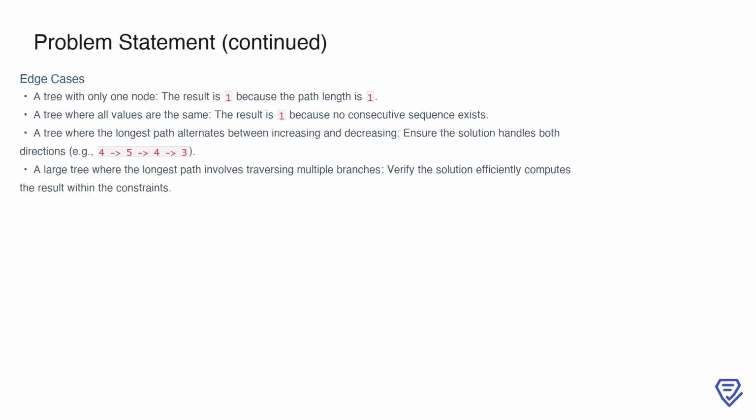Now, let's consider some edge cases. If the tree contains only a single node, the result is simply 1, as the path length is 1. Similarly, if all nodes in the tree have the same value, no consecutive sequence exists, so the result is also 1. Another important scenario is when the longest path alternates between increasing and decreasing values, such as 4 to 5 to 4 to 3. The solution must handle transitions in both directions. Finally, for large trees with multiple branches, the solution should efficiently compute the result while adhering to the constraints, ensuring it performs well even when the tree has up to 3,000 nodes.